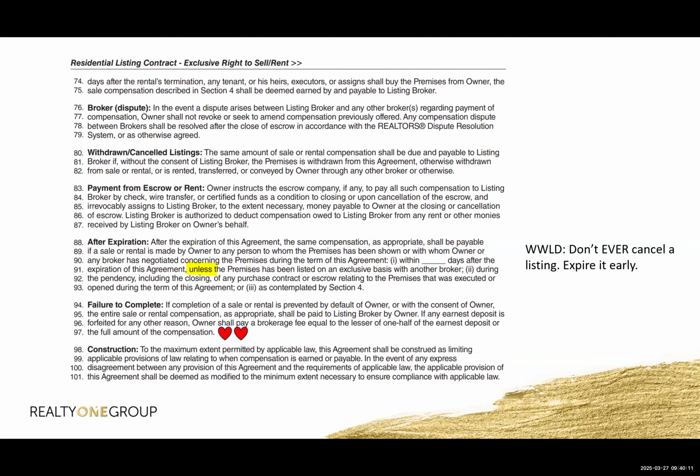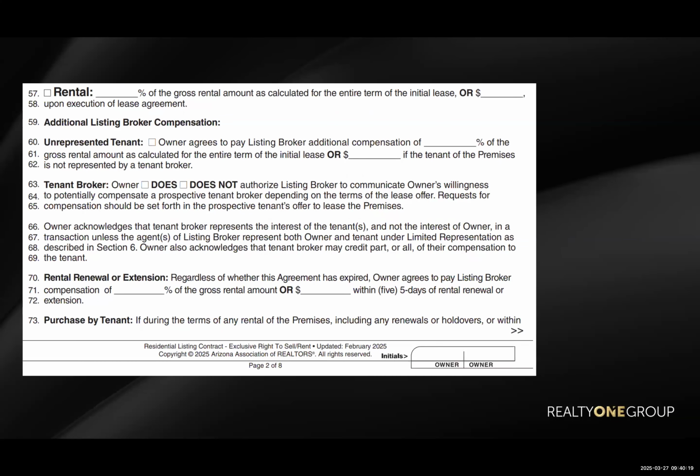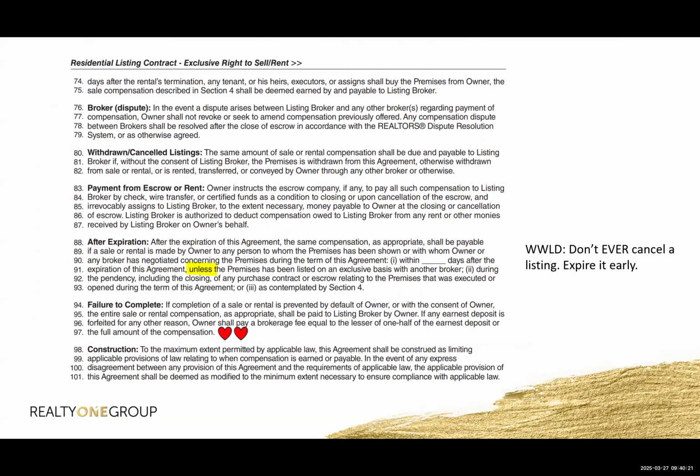Okay, so if during the terms of any rental of the premises, including any renewals or holdovers, or within days after the rental's termination, how many days? It doesn't let you put anything there. I see what you're saying. I think that they were just going to go based on whatever the after expiration clause is. But no, that's a good point, Robin, that ultimately there should be something there if that's going to be different than what they are already accounting for.